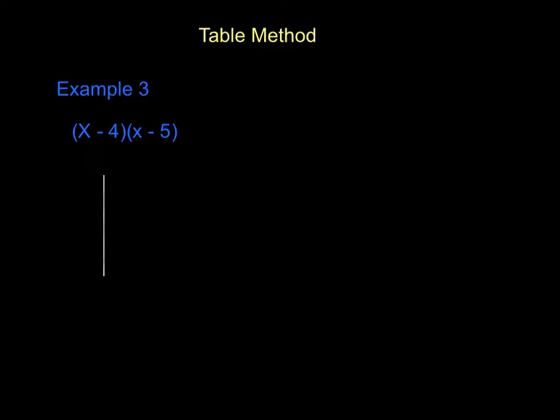Okay? So I'm going to have x, and I'm going to have minus 5 across the top. And then I'm going to have x and the minus 4 down the side. So each binomial is represented. And now I'm going to look at the products that happen.